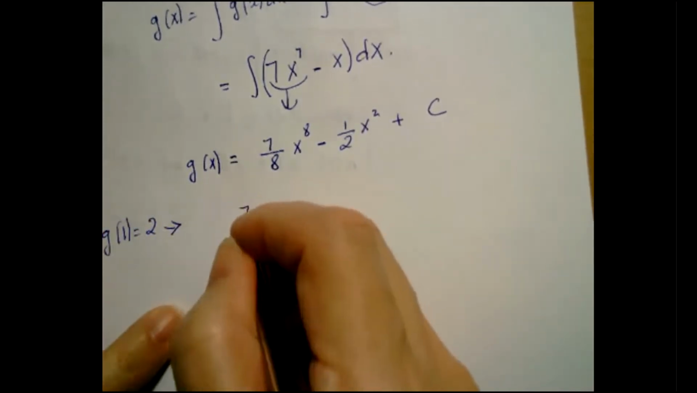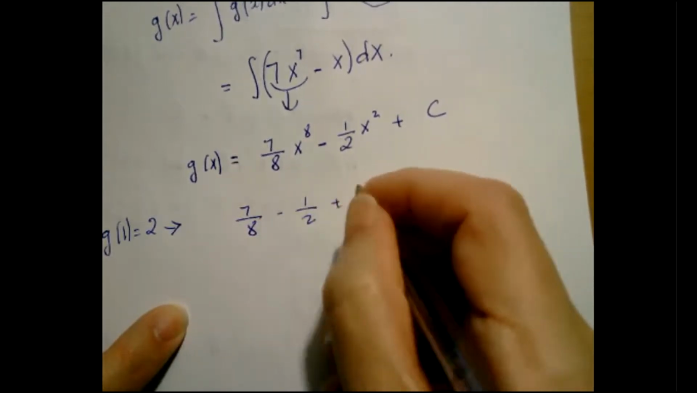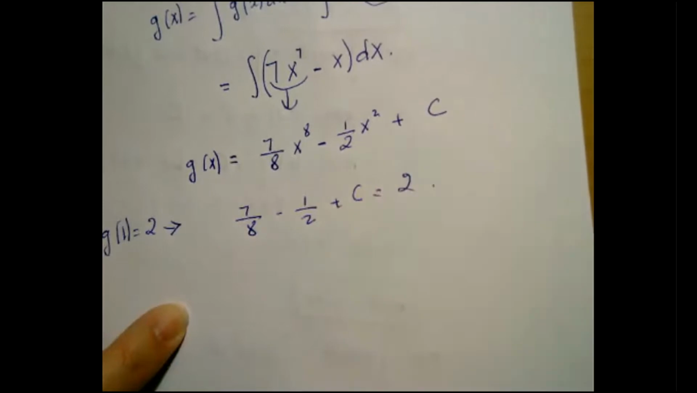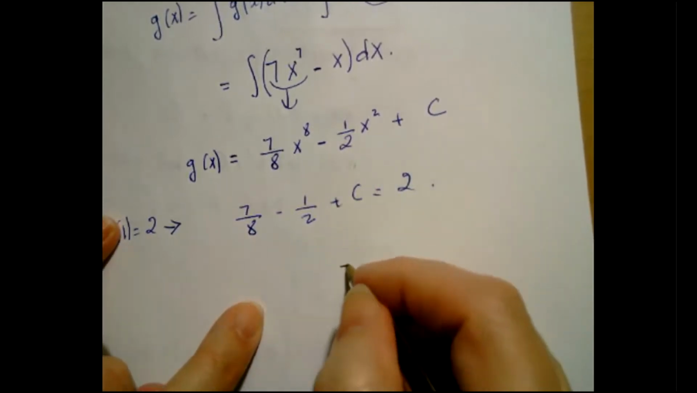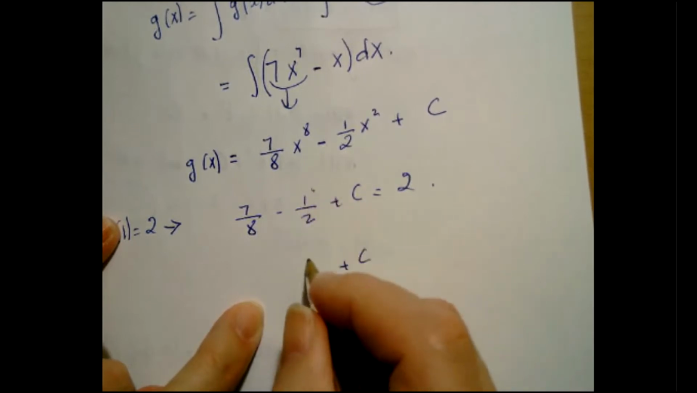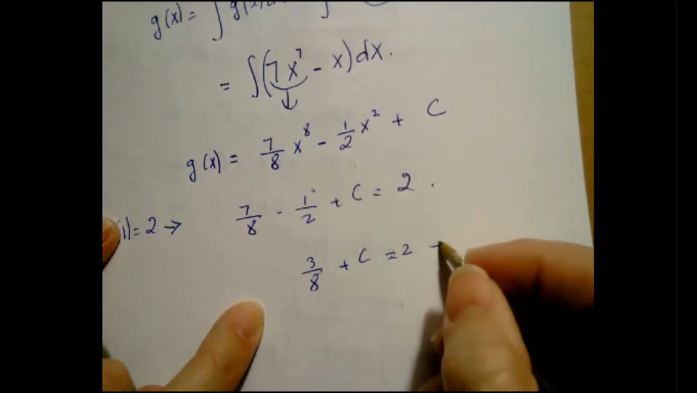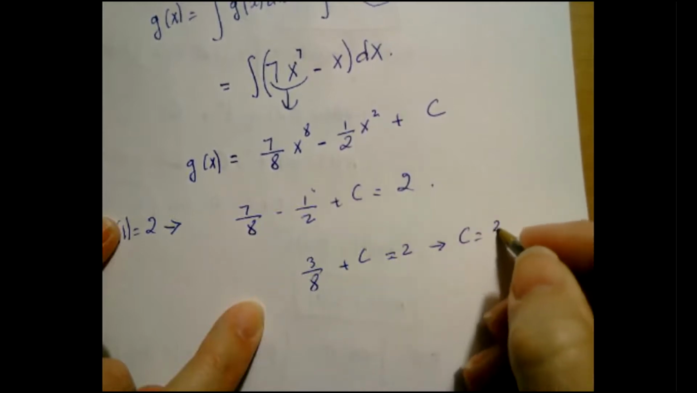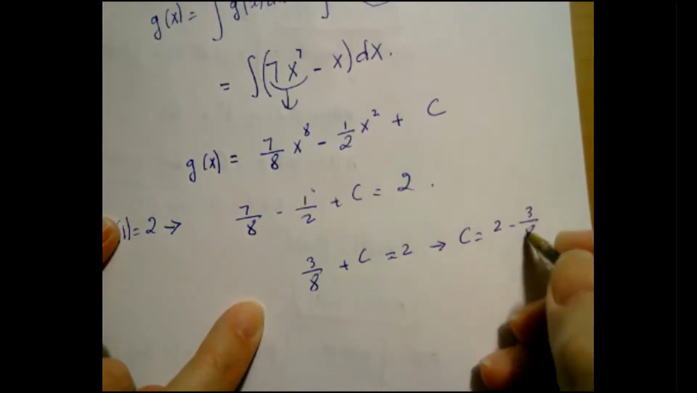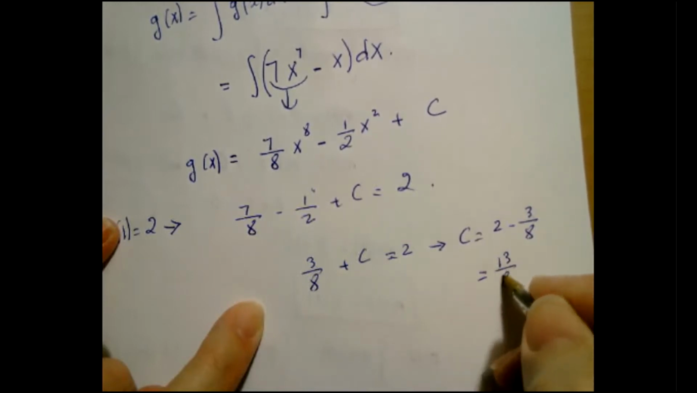I get 7 over 8. I plug in 1 plus c is equal to 2. Now common denominator, and we are done. So common denominator of 8, so that gives me a 4. So I will have 3 over 8 equal to 2. So c is 2 minus 3 over 8. 8 times 2, 16, which is 3 over 8 for c.